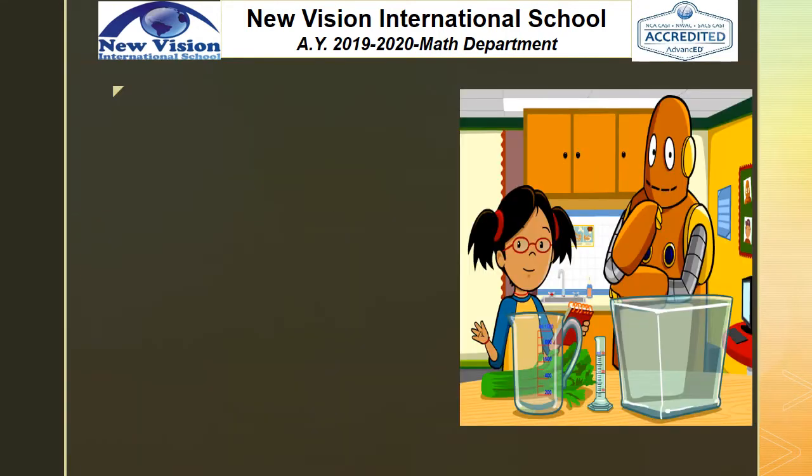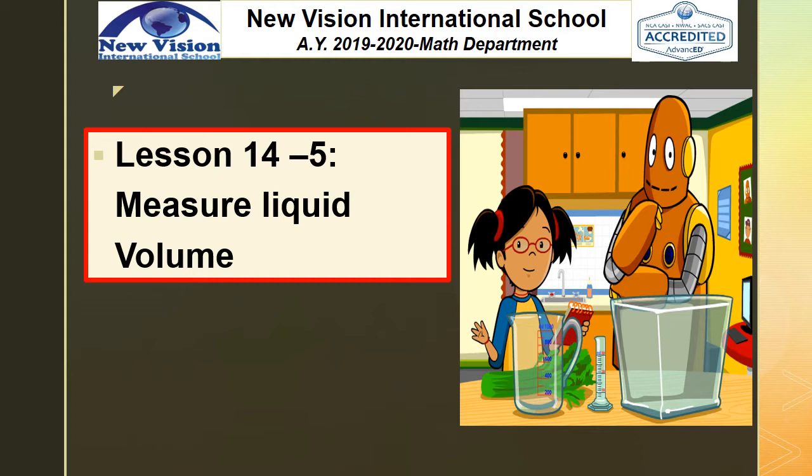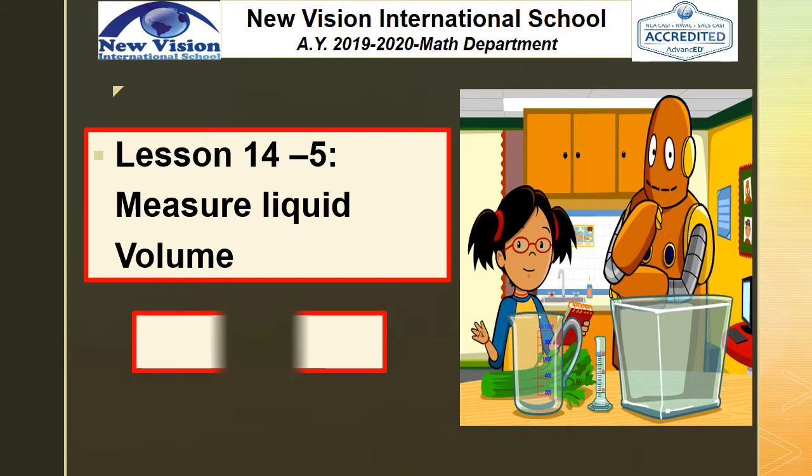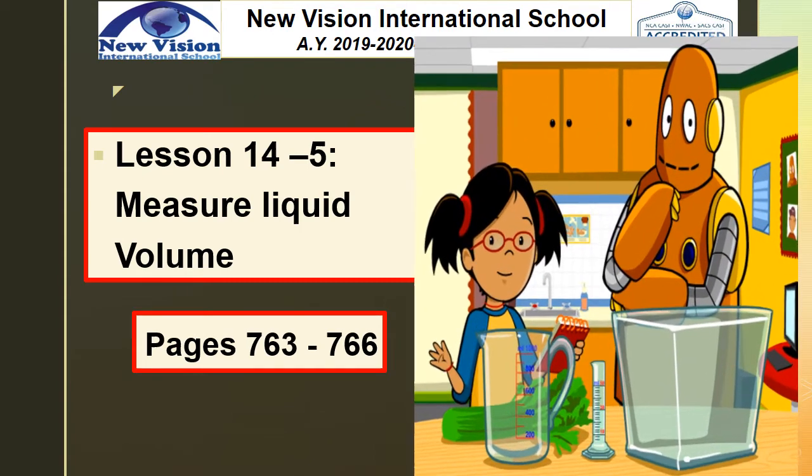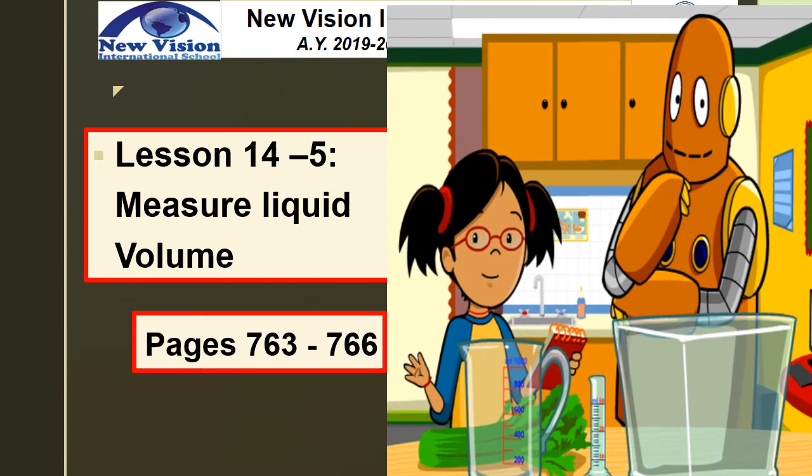Okay. So, for today's lesson, we're going to have topic 14, lesson 5. That's measure liquid volume on pages 763 to 766. Okay, so as you can see in the picture, you have there a beaker, and some other measuring tools, and a girl, she's trying to measure something.